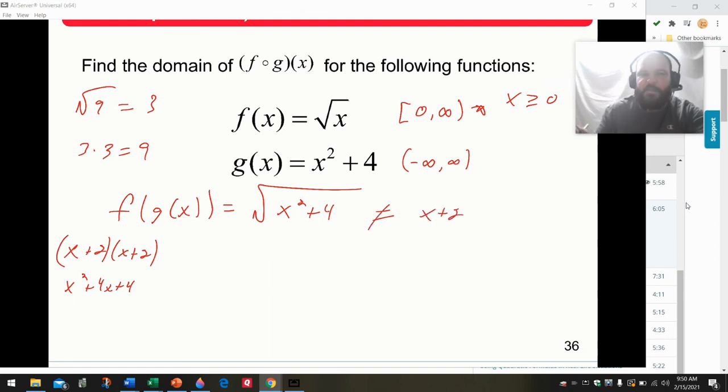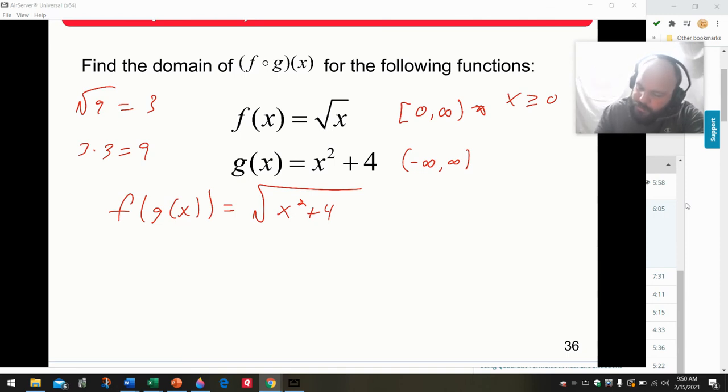Does not equal x plus 2. I can't stress that enough. That is as simplified as it will go. You cannot simplify that anymore. But keep in mind that the x squared plus 4 has to be greater than or equal to 0. Therefore, the domain for this composed function would also be 0 to infinity.